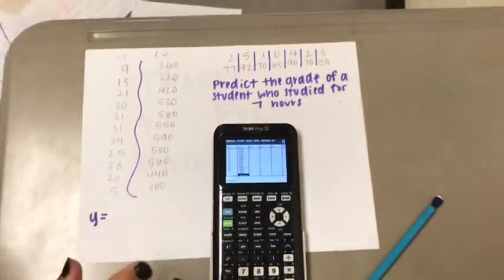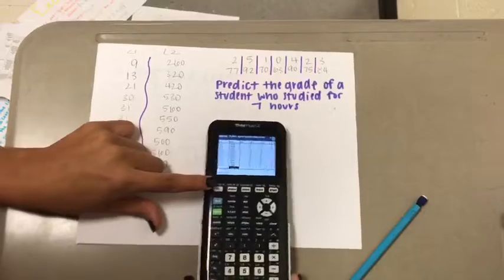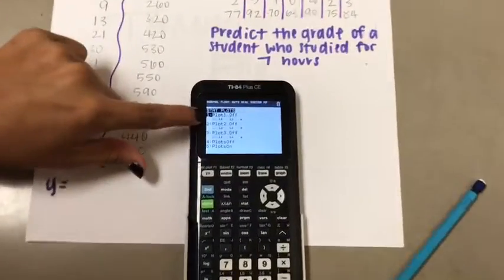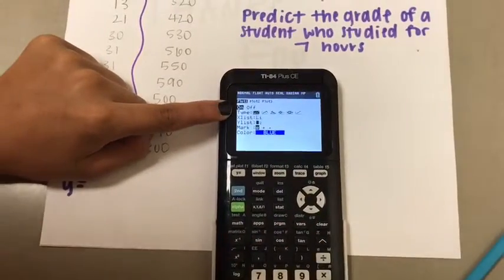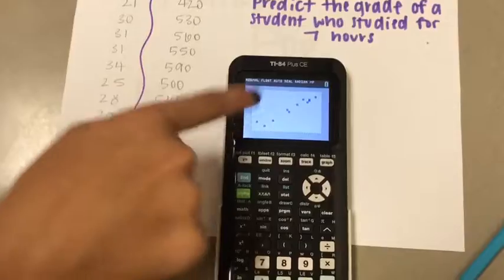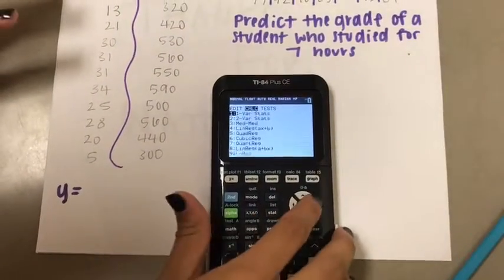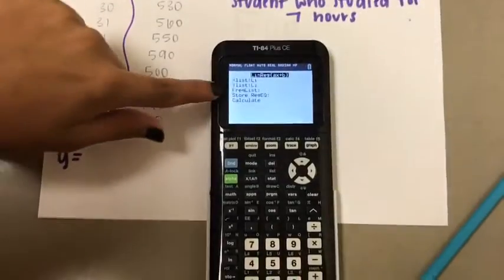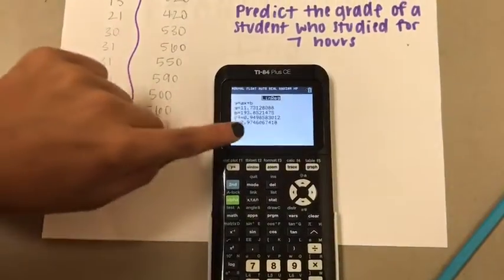Okay, then next, to find the line of best fit, I'm going to go to second, y equals, first icon, and then first of everything. And then you're going to press zoom 9. And now you see you got your points, but you don't have the line of best fit. So you're going to go to stat, calc, and then press 4, and that's your linear reg. And you're going to press enter, enter, enter, enter, till you get your equation.